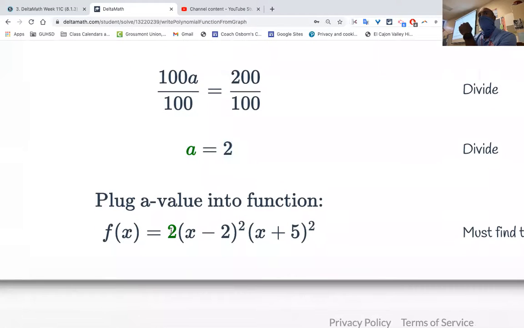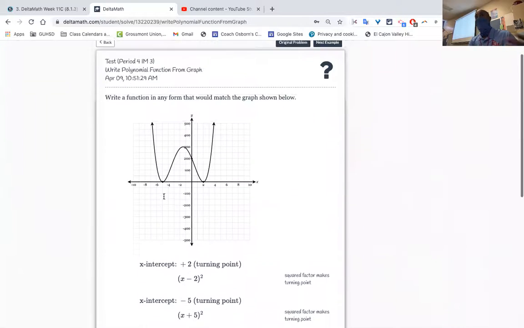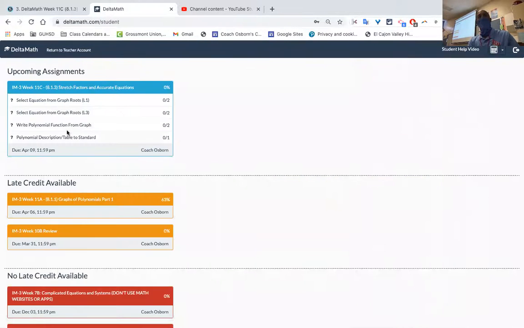And then I plug in the a value to the equation. And notice it's in factored form. I don't have to simplify and put it in standard form. Okay. So for that last one, again, from yesterday, just remember you don't have to put that in standard form. Just leave it in factored form. You can, it'll still accept it if you do, but you don't have to.